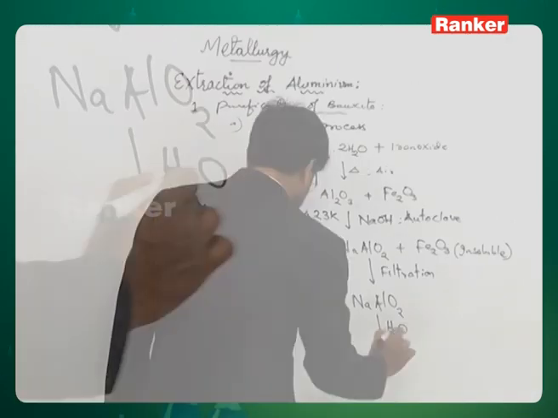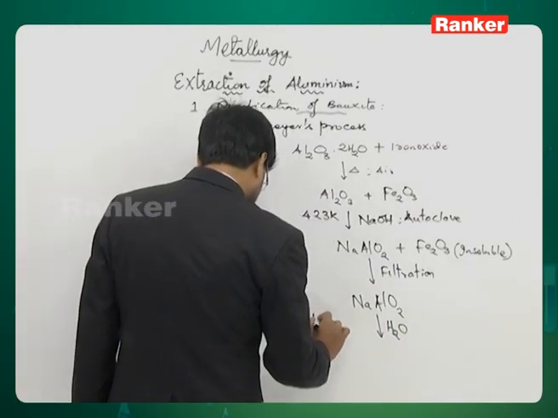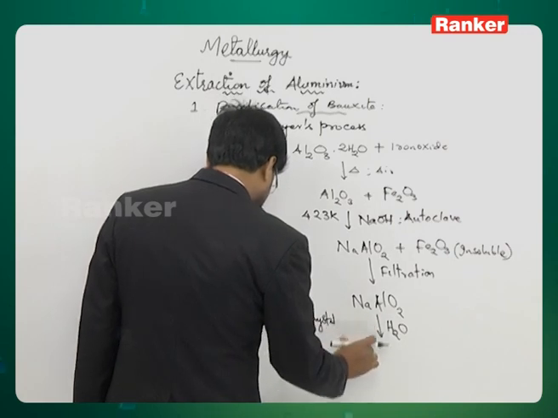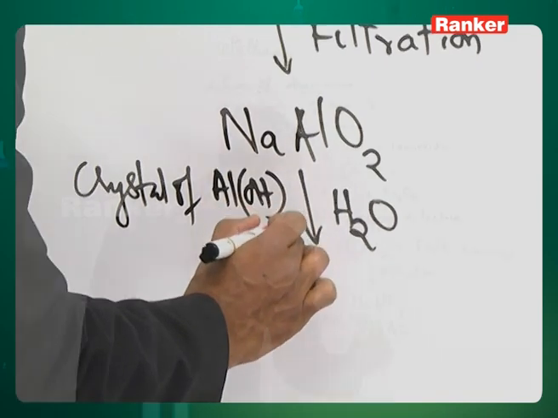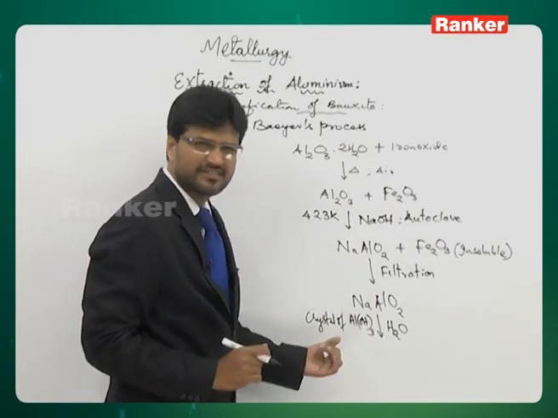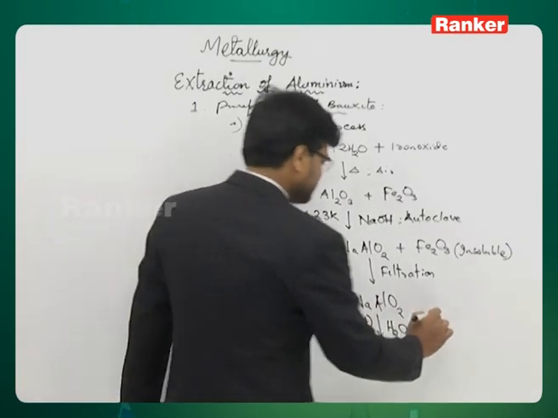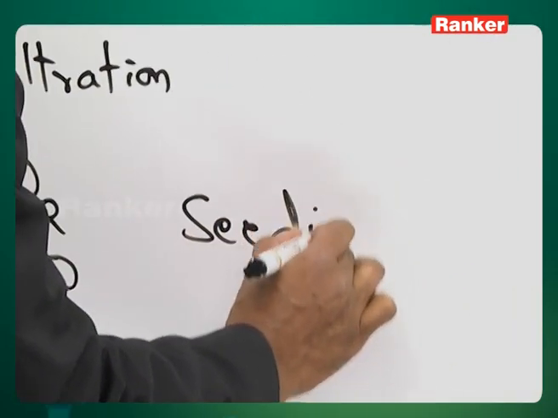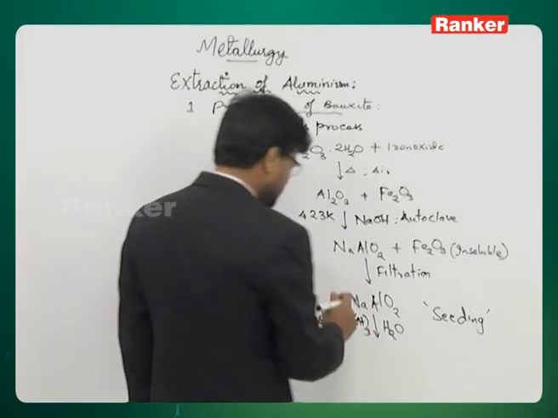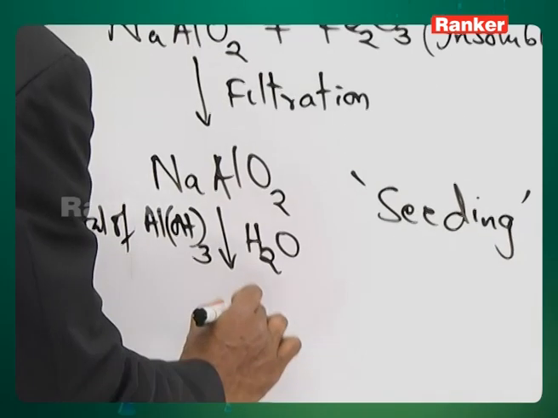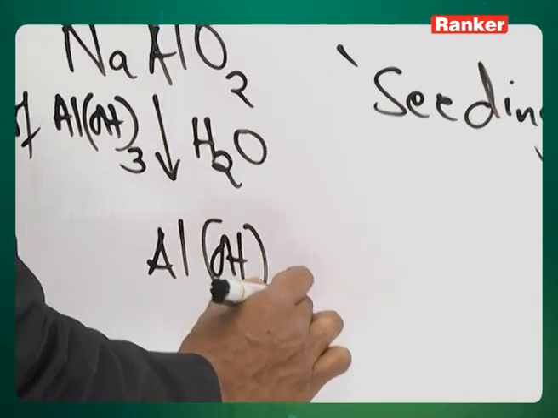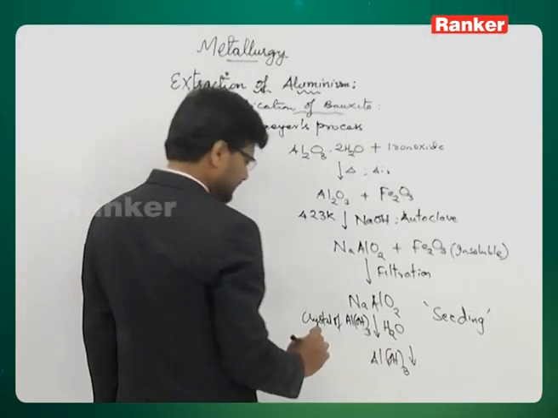Add water and a crystal of aluminum hydroxide. This will act as a seeding agent. It is called seeding. This will initiate crystallization of the substance. So you get Al(OH)3, a precipitate.